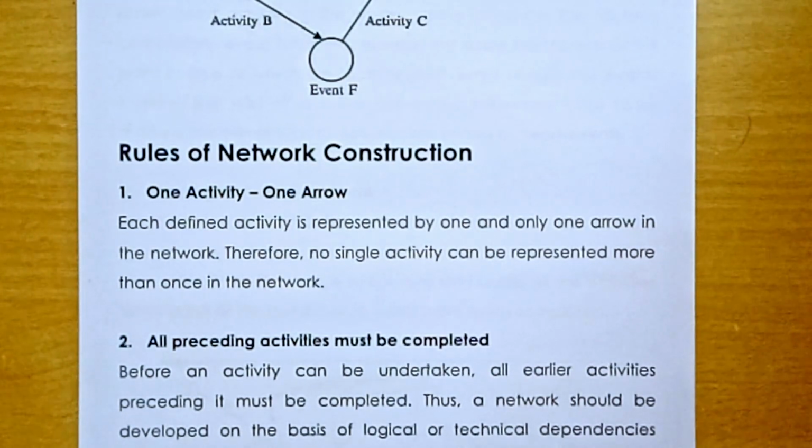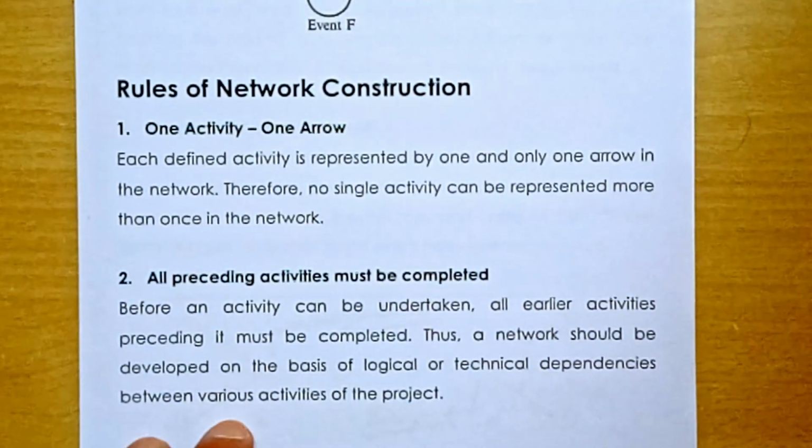Similarly, one arrow cannot represent 2 activities. As one activity cannot be represented by 2 arrows, one arrow cannot represent 2 activities. Understood? One activity cannot be represented by 2 arrows. Similarly, one arrow cannot represent 2 activities. So one activity, one arrow. Next, rule number 2.